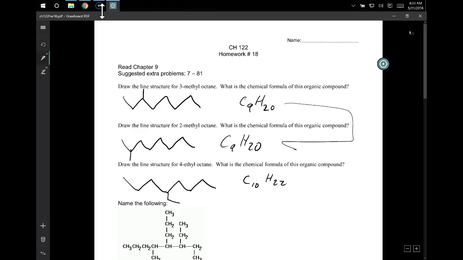So the relationship that these two things have is that they're isomers. We're going to talk about isomers today.